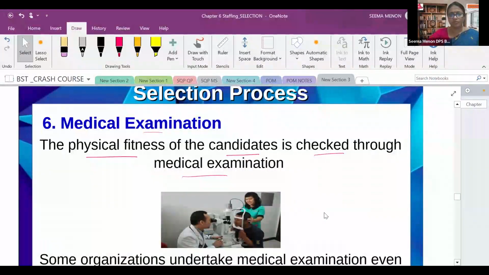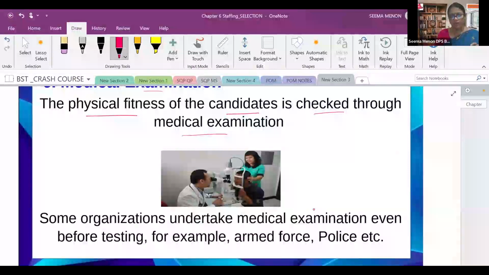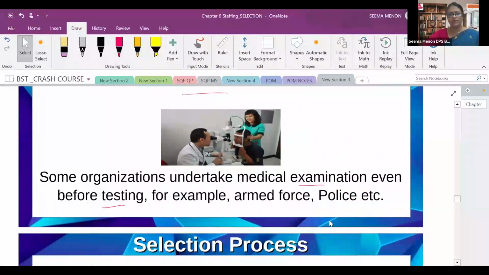That is a must. Some organizations undertake medical examination even before testing, for example, armed force, police, etc. Before the selection test only, we have to give a fitness certificate. Then only they will be called for the test. That means the second point, that is the selection test. After the preliminary screening, they will be called for a medical fitness test. That is mostly in armed force, police, etc. Majority in our corporate sector, this is only after the selection of the candidate for the particular job criteria.